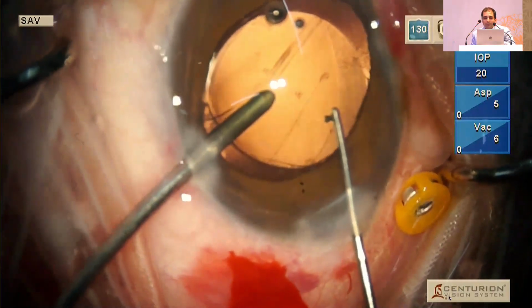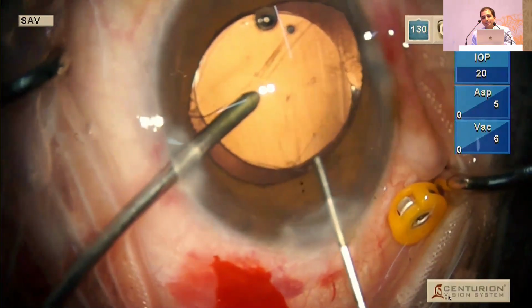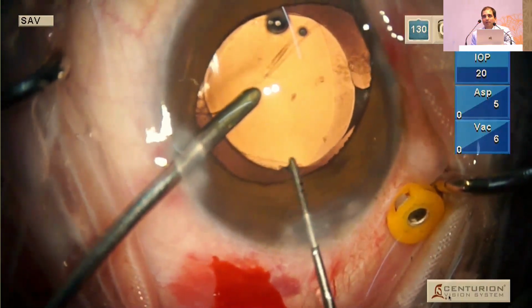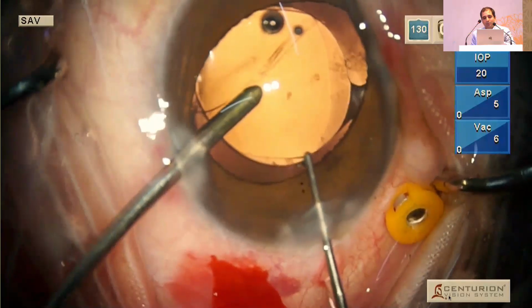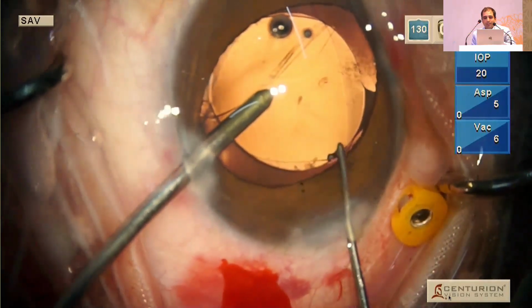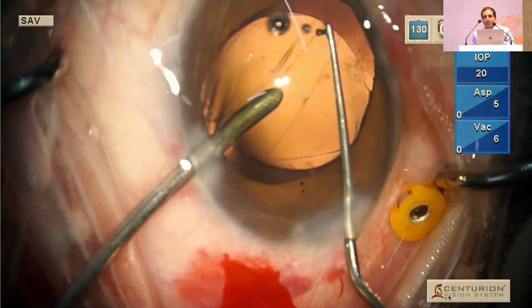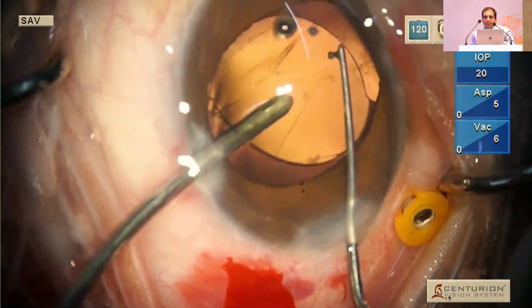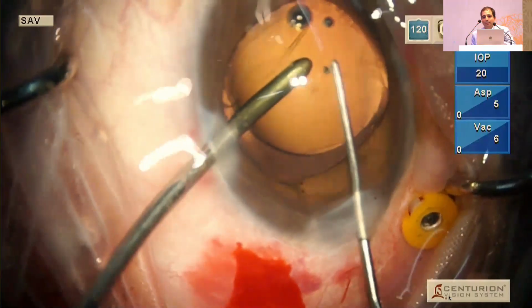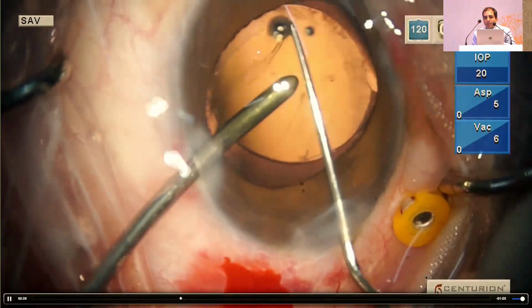In conventional optic capture, you have the haptics in the sulcus and the optic captured through the anterior capsular rhexis. In the reverse optic capture, you have the haptics in the bag and you are trying to pop out the optic above the IOL, because a single piece IOL cannot be placed in the sulcus. The haptics are too bulky to be placed inside the sulcus.